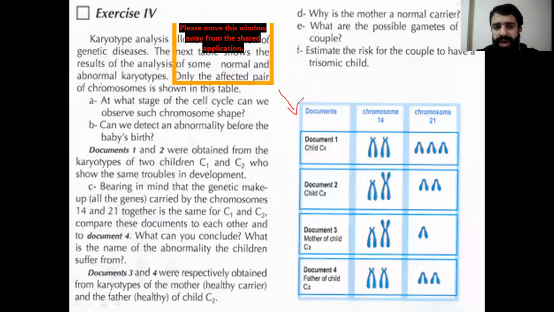Only the affected pair of the chromosomes are shown in this table. يعني بس affected pairs of the chromosomes. ما فرجوني كل الكاريوتايب، فرجوني only the affected pairs.